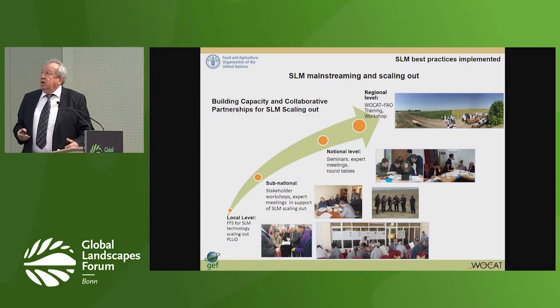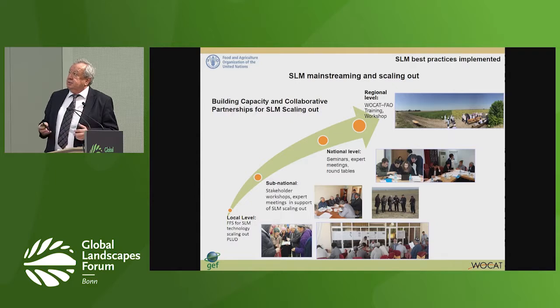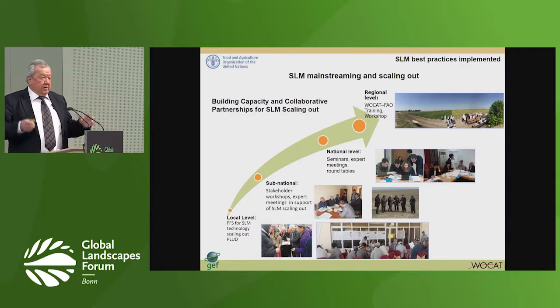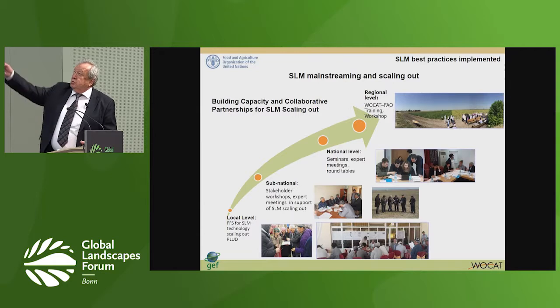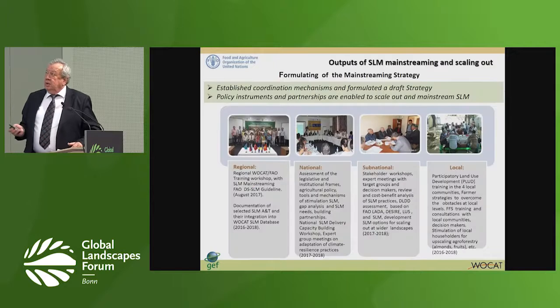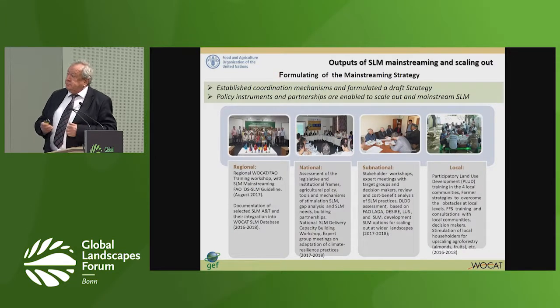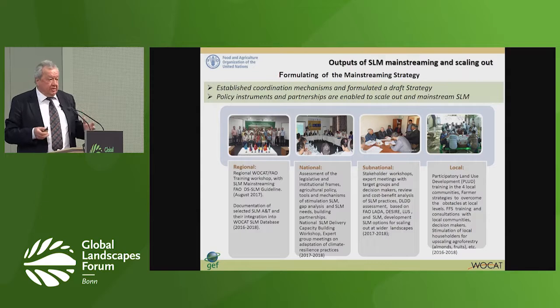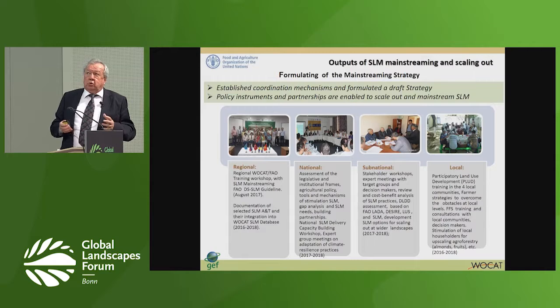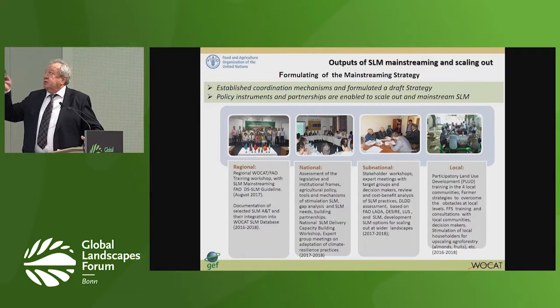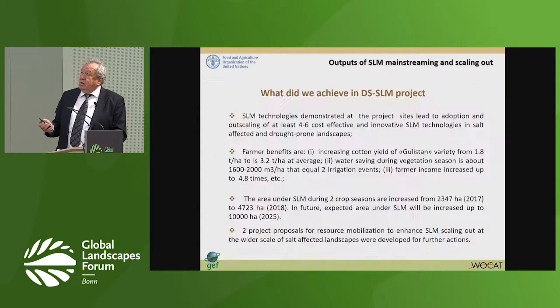On the national level, we organize seminars, expert meetings, round tables, and on the regional level, of course, under the umbrella of WOCAT FAO, we organize training workshops. And you could see that the whole population was involved in this job. And due to this, we carried out a strategy for how it's possible to implement and organize sustainable land management on the regional, national, subnational, and local level.